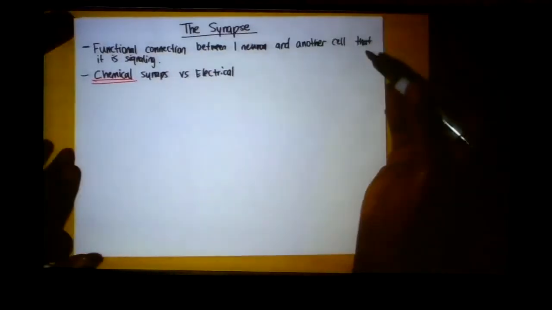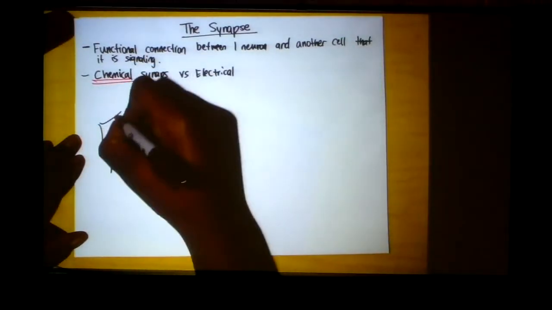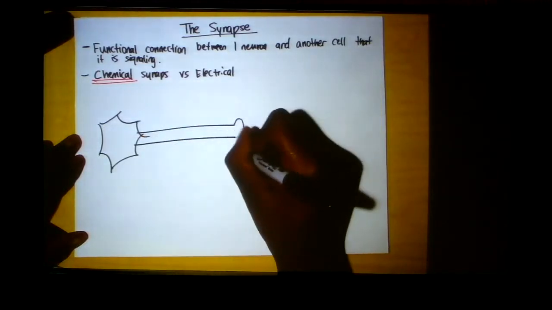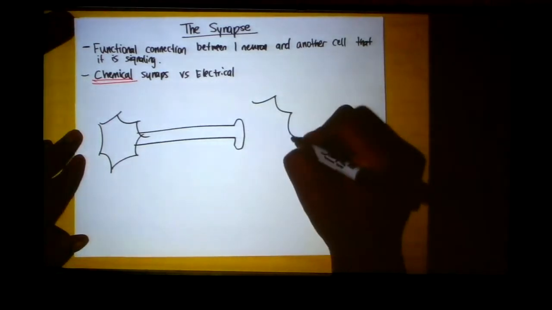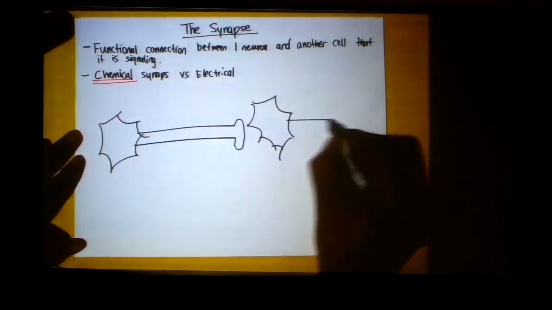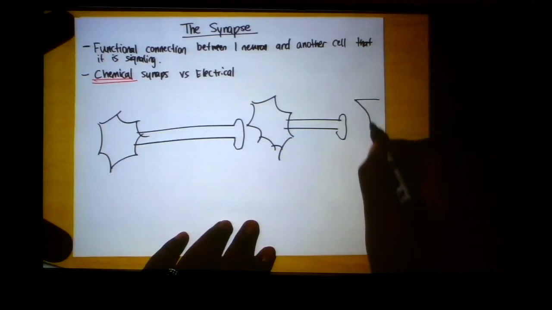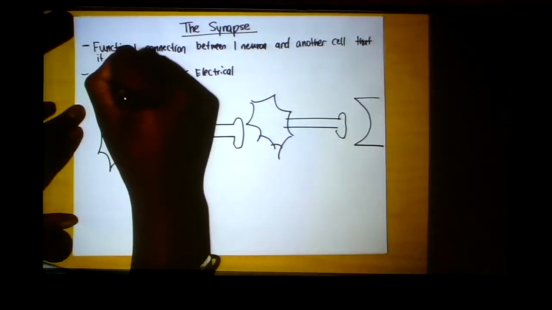And so just to draw what this looks like, we have our first neuron. Okay, it's communicating with a second neuron. And then some type of effector cell. Okay, so presynaptic neuron.